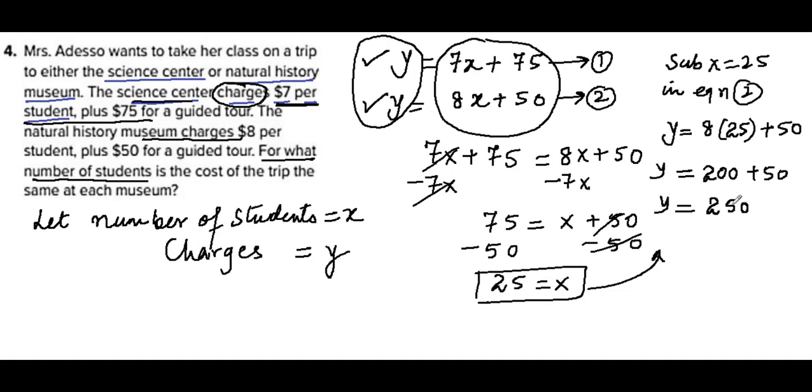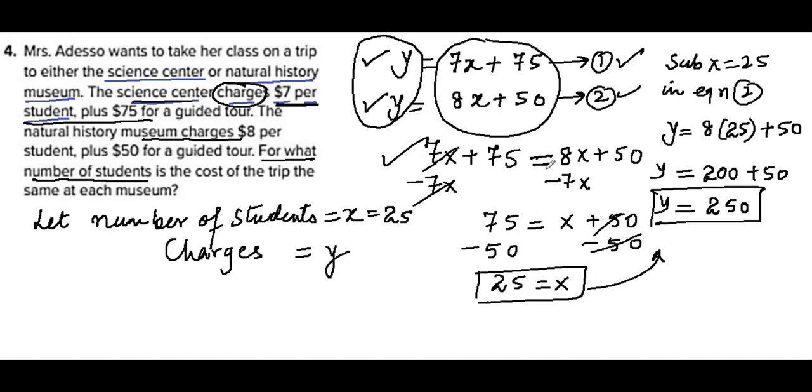So what we need to find out is the number of students. Number of students are x, which is 25. And the cost of the trip is the same at each museum, so the same cost is 250. For what number of students is the cost the same? Cost is the same means making both equations equal, because y is the cost. Same means we are making them equal. So this is how we are going to do question number 4.